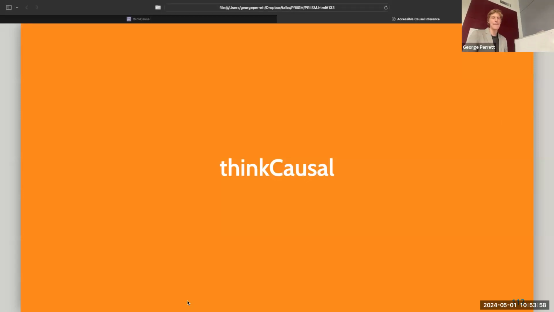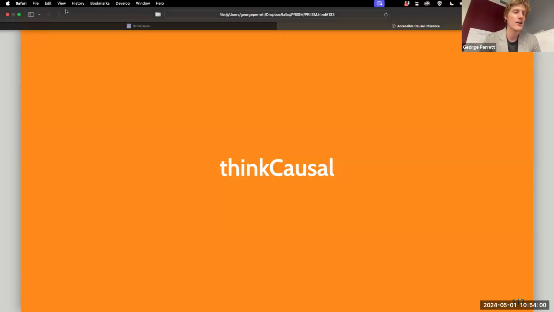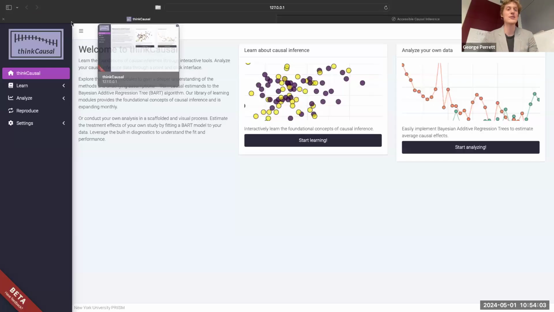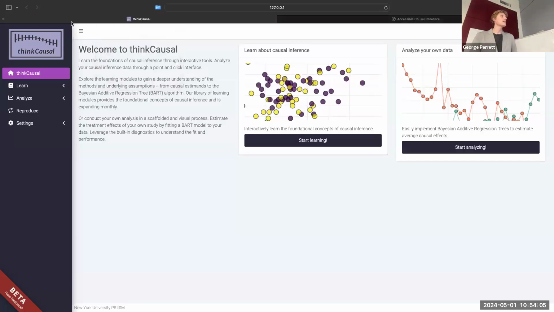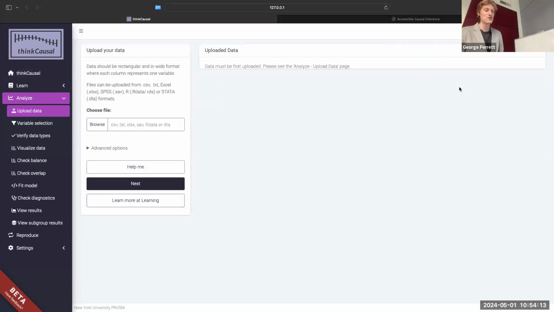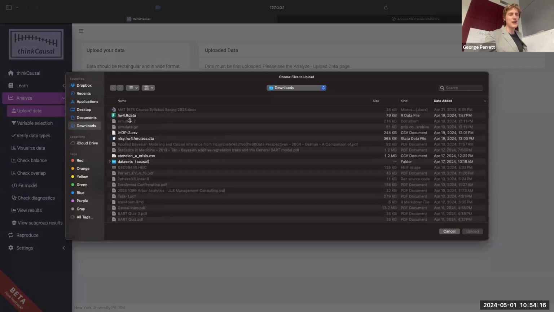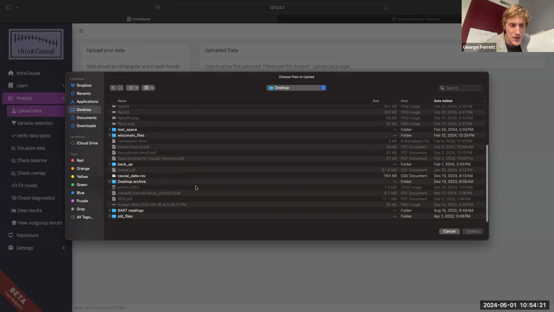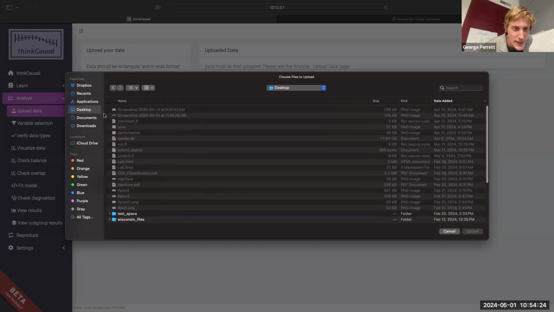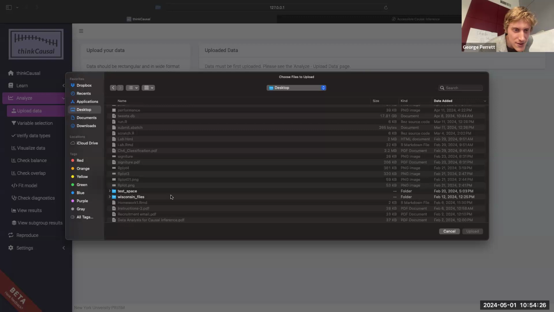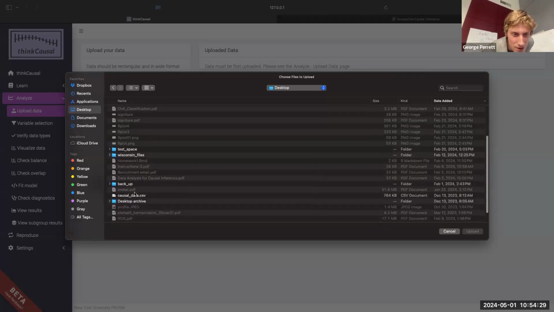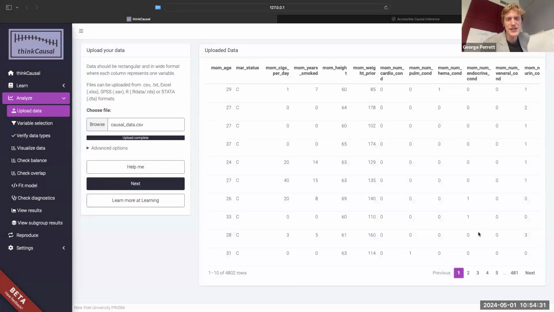So as a way to work on these things, our team has developed Think Causal, which is a point-and-click application for doing and learning about causal inference. Because I'm mindful of time, I may not have time to do the whole demonstration, but you can do start to finish data analysis using Think Causal. And so I can load in some data. Let me find my data set. Oh yeah, there we go, causal data. So I can load in my data set, boom, no programming required.